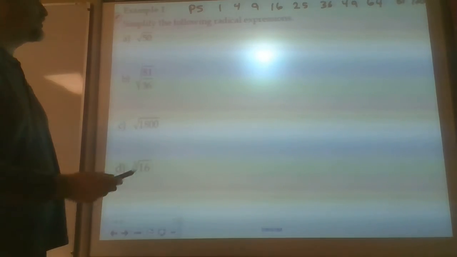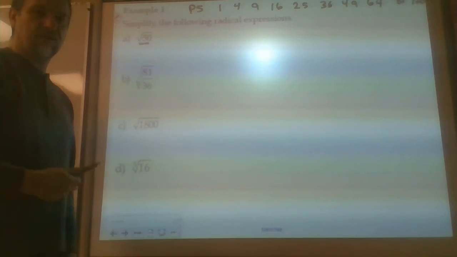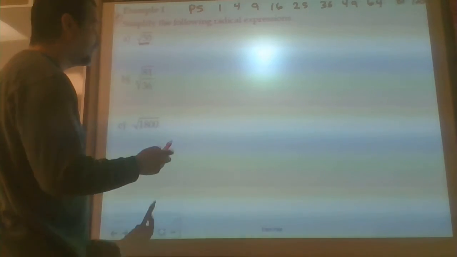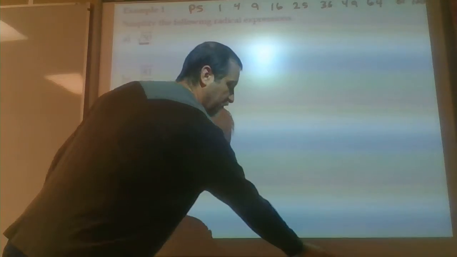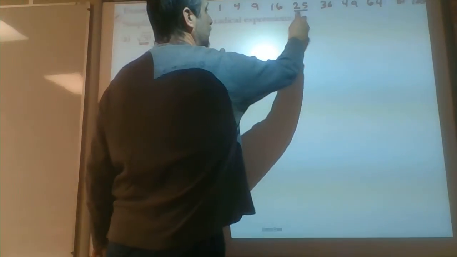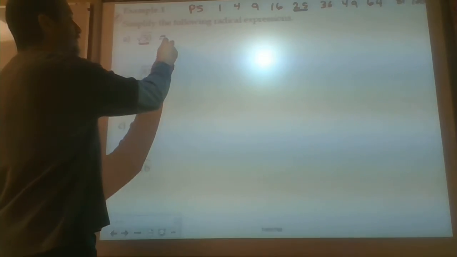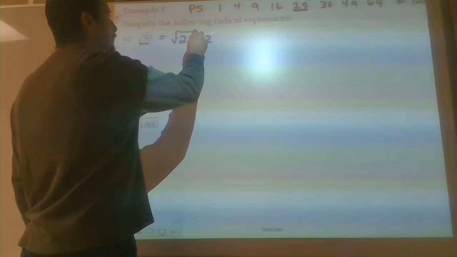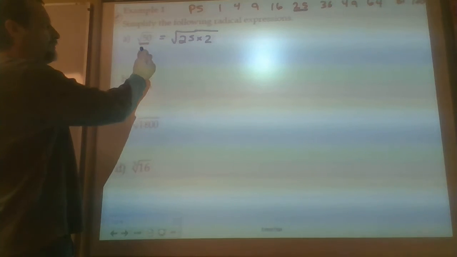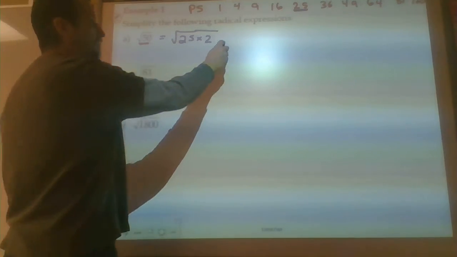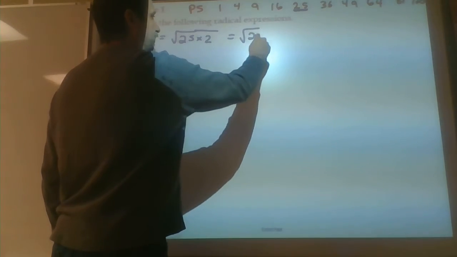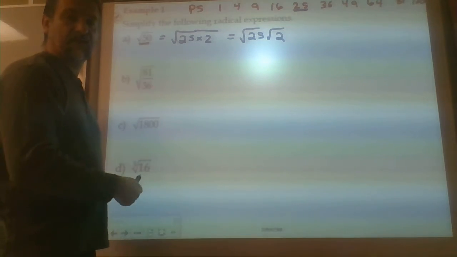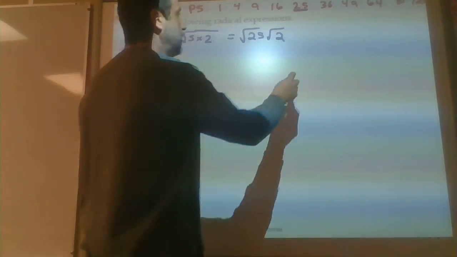What we're looking for is trying to simplify this by removing any perfect squares that we can factor out of that value. In this case, the biggest perfect square we can pull out of here is 25. So this is the square root of 25 times 2. I didn't change the value: 25 times 2 is 50. Of course, you can rewrite this as the square root of 25 times the square root of 2, which is the way I like to write that. That's the way you'll be seeing it most frequently from me.